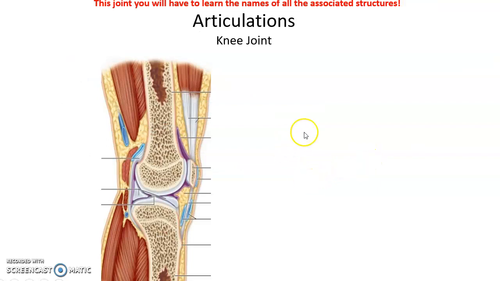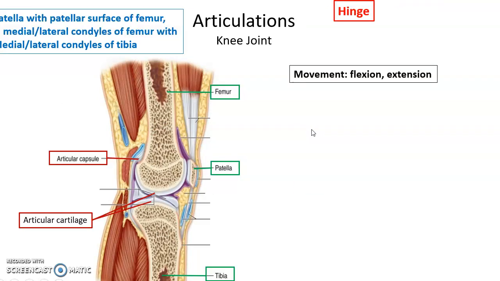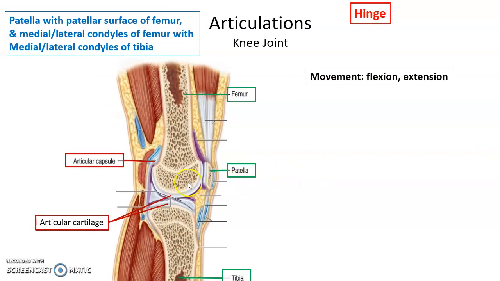And then the knee. And in the knee, we're going to learn the names of everything. So, of course, the femur with its lateral medial condyles, the tibia with its lateral medial condyles, and the patella. Those are the three bones, the articular surface of the patella making contact with the patellar surface of the femur, and the condyles of the femur making contact with the condyles of the tibia. Those are the three bones that make up the knee joint, which is a hinge joint. Of course, articular capsule to form the joint cavity where you find synovial fluid. We have the articular cartilage on the surface of the bones.